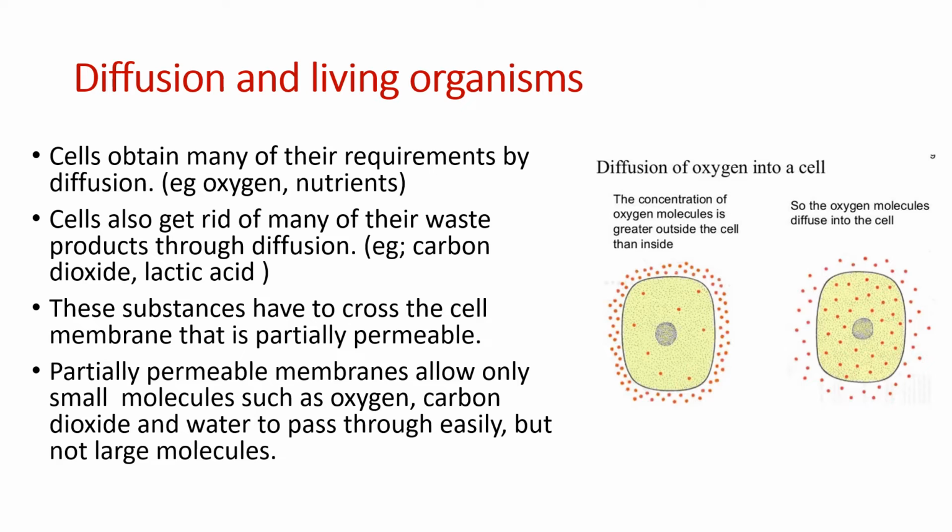These substances have to cross the cell membrane, which is partially permeable. A partially permeable membrane allows only small molecules such as oxygen, carbon dioxide and water to pass through easily, but not large molecules. So the diagram shows diffusion of oxygen molecules into a cell. The first diagram shows more oxygen molecules outside. Then diffusion takes place from outside to inside. The second one shows that after diffusion, the oxygen molecules are equally distributed.